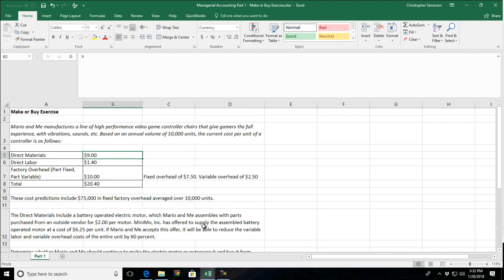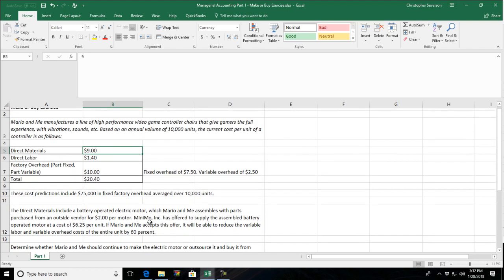Minimo has offered to supply the assembled battery-operated motor at a cost of $6.25 per unit. So they're going to assemble it, and they're going to sell it to us for $6.25. If we accept this offer, we're going to be able to reduce the variable labor and variable overhead costs of the entire unit by 60%. In other words, 60% of our labor and overhead related to just putting the battery-operated motor together. If we buy the motor already assembled, we don't have to worry about putting it together. That saves us a little bit of cost.